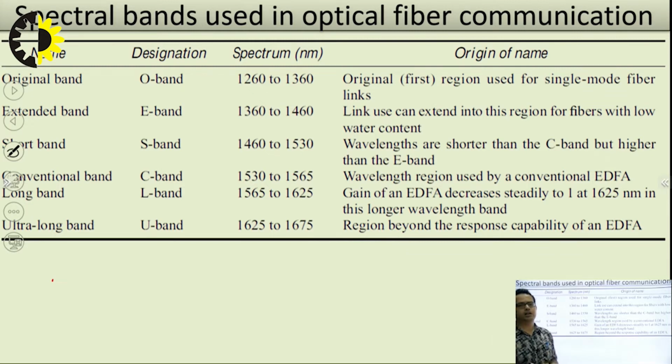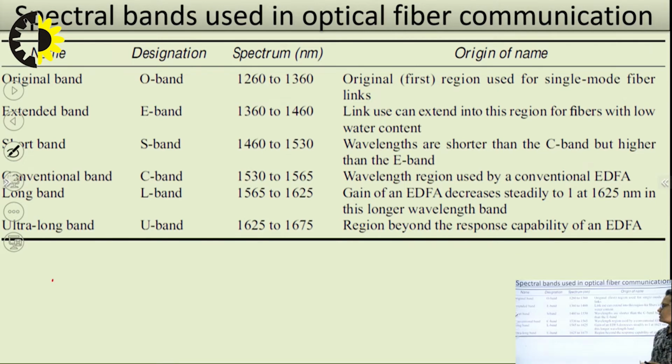So this was the very first band used for single mode fiber communications or single mode fiber links. After this, the second band is the extended band, also called the E band. The wavelength ranges from around 1360 to 1460 nanometers. The next is the short band, also called the S band, having a wavelength range from 1460 to 1530 nanometers. Here the wavelengths are shorter than the C band, but higher than the E band.